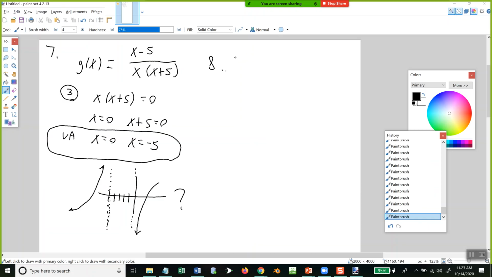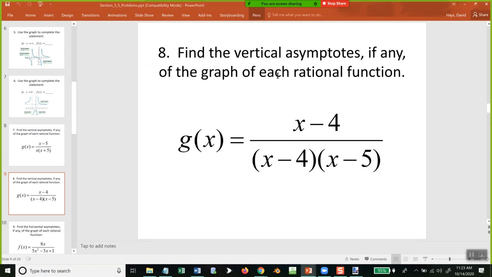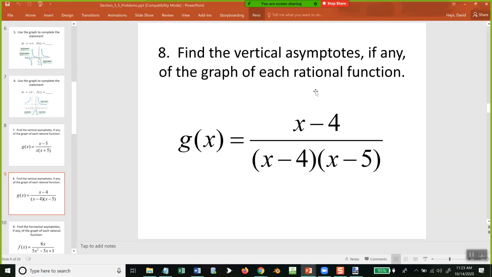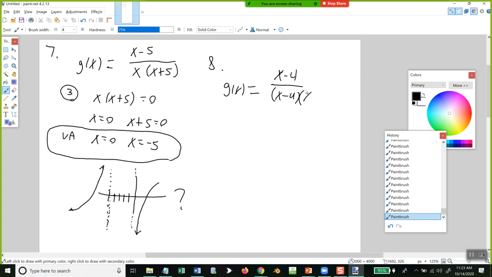Number 8. Got g of x is equal to x minus 4 over x minus 4 times x minus 5. Step 1, I'm finding vertical asymptotes, would be to factor the top, factor the bottom. These are already factored as much as possible. I wanted us just to focus on the asymptote part.